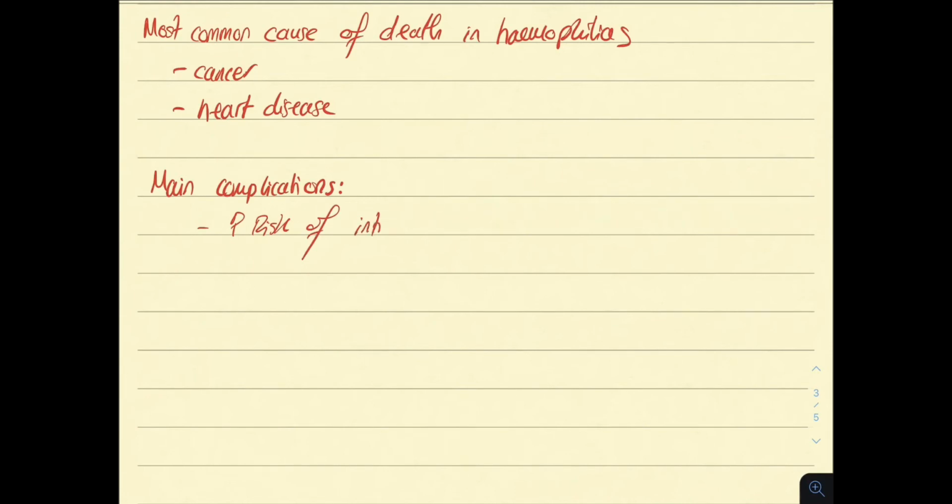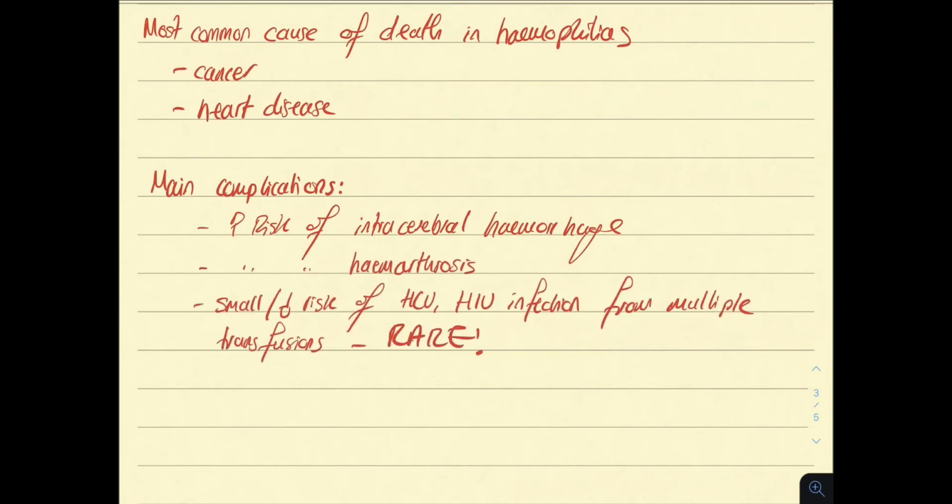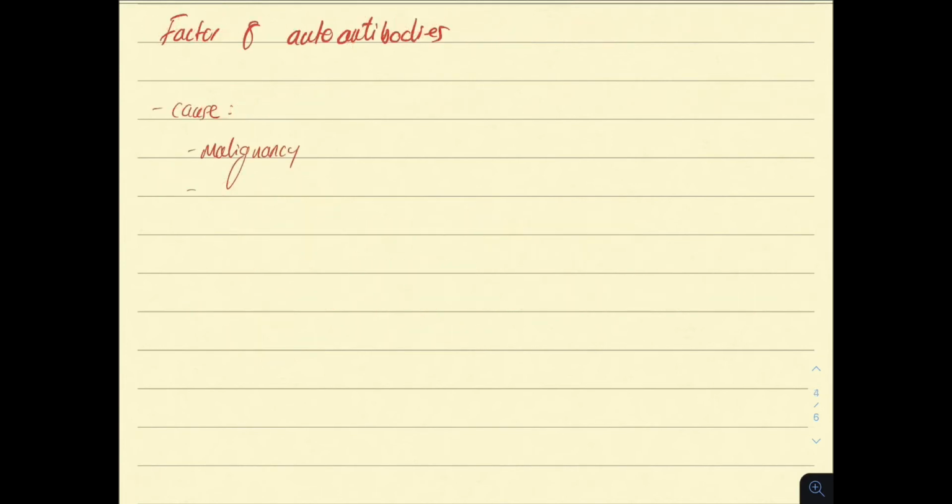The main complication of haemophilias include increased risk of intracerebral bleeding and deep tissue or joint bleeding, and there is also a small or low risk of HCV and HIV infections from multiple transfusions. However, these are extremely rare now that all blood is thoroughly checked and screened. And finally, you need to know about factor VIII autoantibodies and how to differentiate this from haemophilia A.